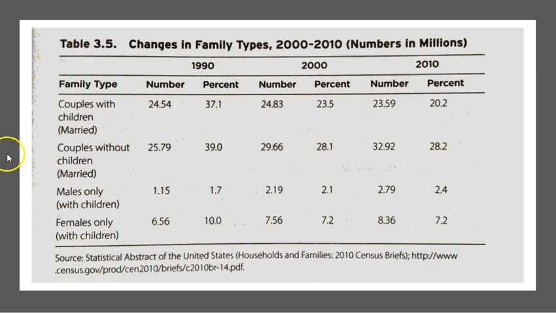If we look at change in family types with regard to children and so forth, this table does include both numbers and percentages. In 1990, married couples with children was 37% of the population, or about a third, and by 2010 we see that's dropped to about a fifth. In 2000 it was about a fourth.